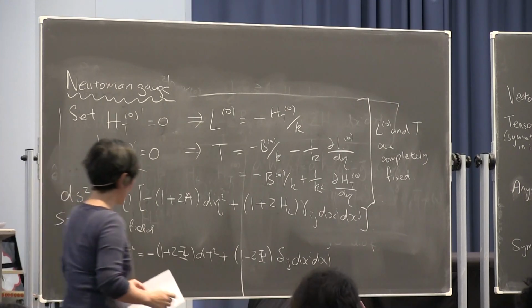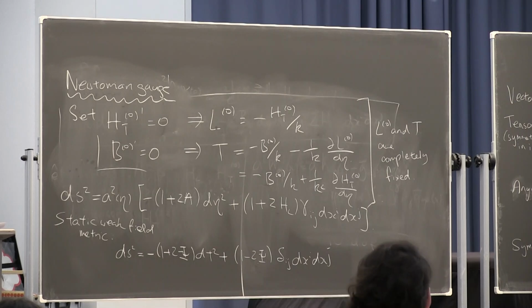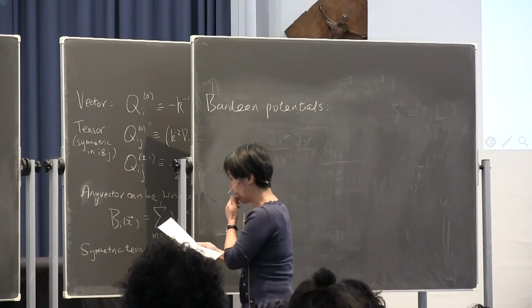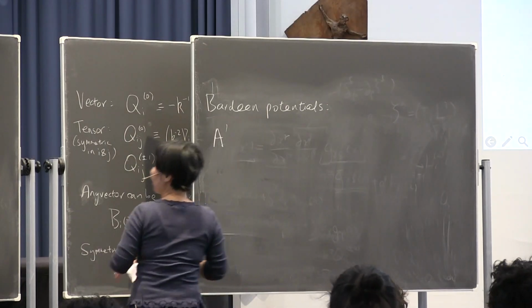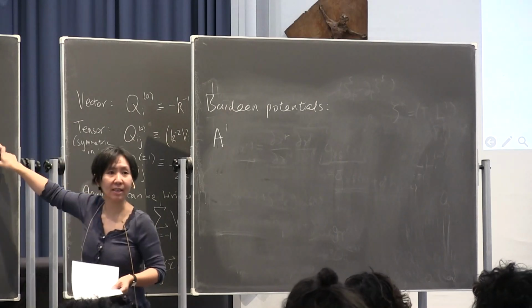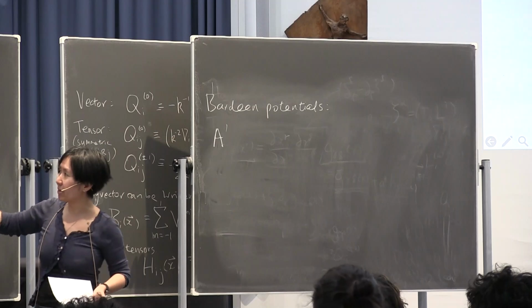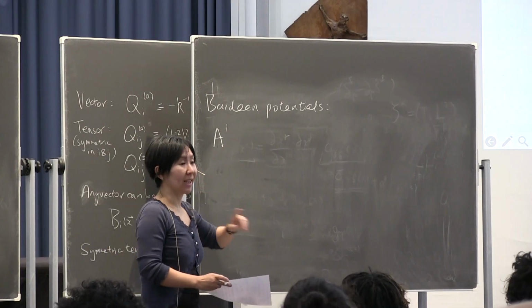Yet another thing I need to introduce is what I call the Bardeen potentials. Essentially, you can find the Bardeen potentials by, we've seen A prime, right? And we just worked out over here what the gauge parameters L naught and T should be once I picked HT prime to be 0 and B naught prime to be 0. So I've got these two solutions. What I can do now is put these solutions back into my expression for A prime and HL prime, those parameters that are non-zero.